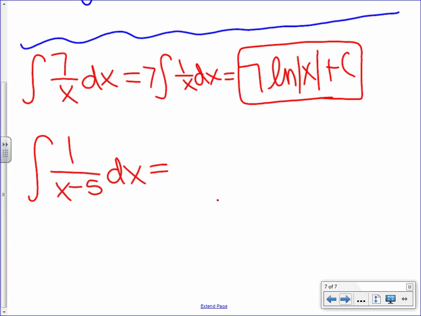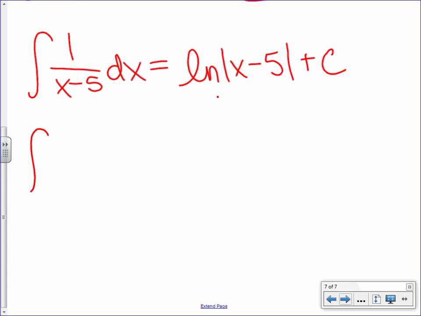So what's this antiderivative? It's 1 over something, right? So the natural log of x minus 5 plus c. As long as you have 1 over something linear, we can use the natural log rule. If it's an x squared, then we would have to worry about the power rule, which is a great point.